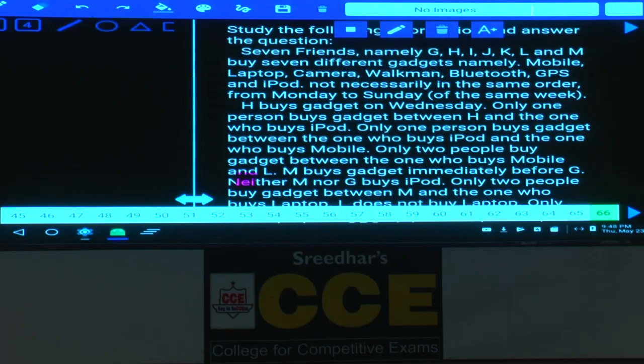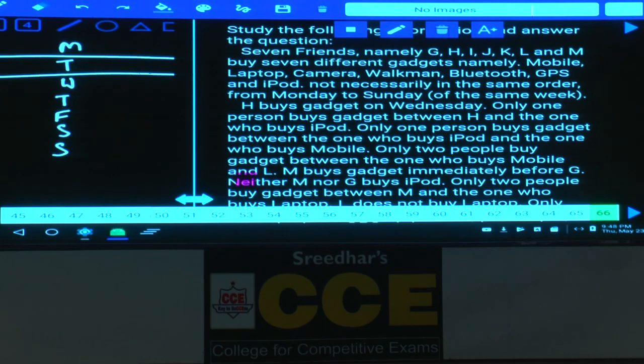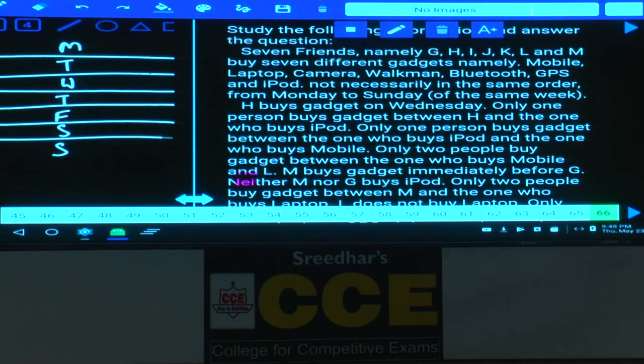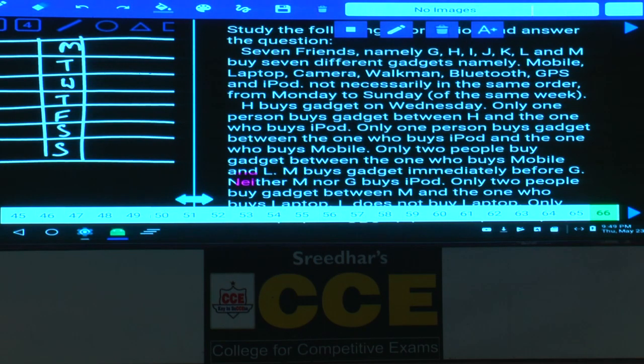Now, first we need to write down the days: Monday, Tuesday, Wednesday, Thursday, Friday, Saturday and Sunday. Now 7 persons bought 7 different gadgets on 7 different days. Now we need to find out who bought which gadget on which day.